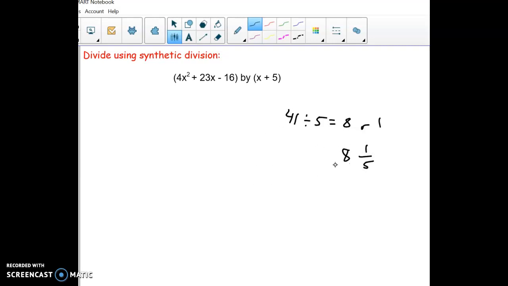So you'll see that a little bit in our answers here, where you'll have what's called the remainder, the leftover part when you divide. And I'm going to write it this first way in this video.